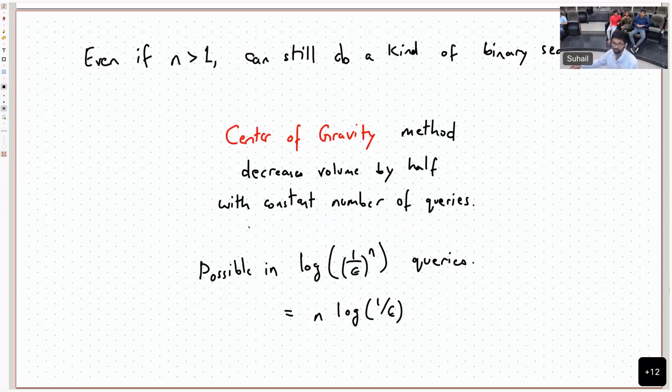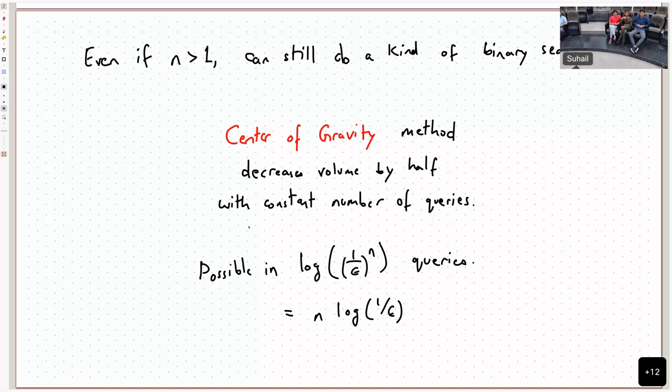What happens when you go to 2 dimensions or higher dimensions? It turns out you can still do something like a binary search. It's no longer a binary search, but it's not a linear thing. So there's something called the center of gravity method, which is a bit complicated, but after a few queries, it decreases the volume of the space by half. So now you can use this repeatedly until the volume of your space is just like an epsilon ball.